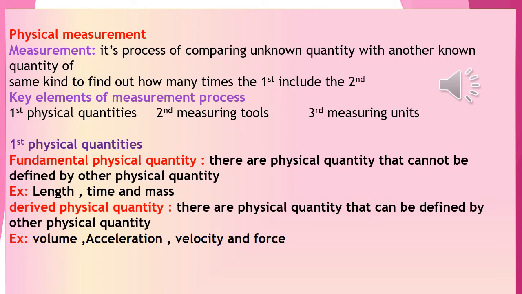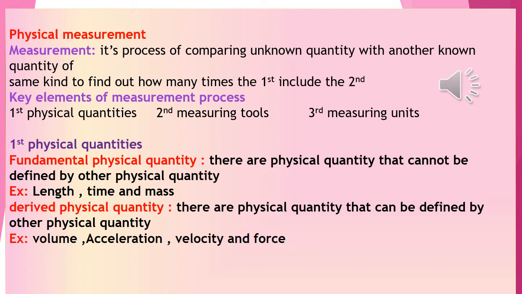Today we'll talk about physical measurement. Chapter 1, Lesson 1. First, what is the meaning of the measurement process? It's a process of comparing a known quantity with another unknown quantity of the same kind to find out how many times the first includes the second.